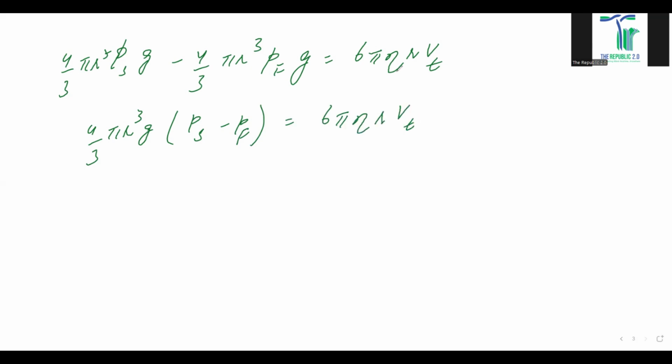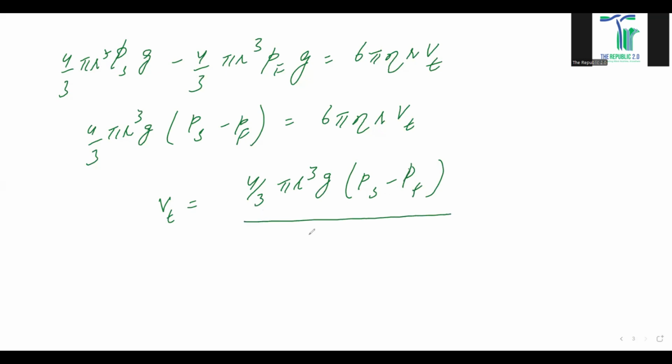Now, since we are calculating the terminal velocity, I'm just going to divide both sides of this equation by 6 pi eta r. So VT would just be 4/3 pi r cubed times g times (rho s minus rho f), which is the difference of the densities of the solid and the fluid, divided by 6 pi eta r. This is how we're going to calculate the terminal velocity.